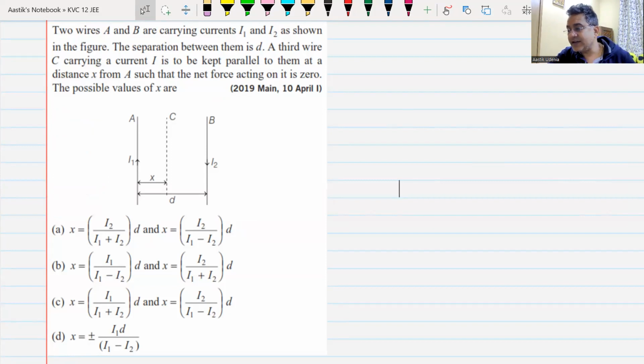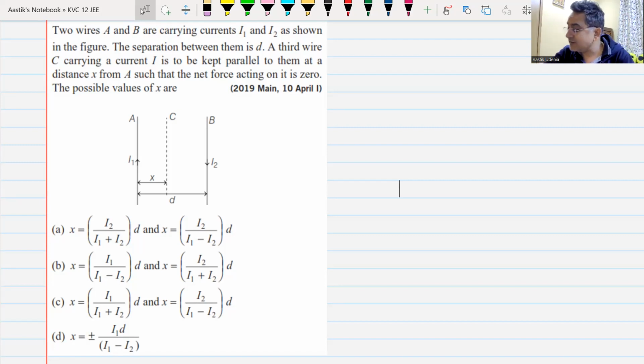Two wires A and B carrying current I1 and I2 as shown in the figure. The separation between them is D. Same question. The only thing is, the question that we were doing, we were looking at the top view. This is the side view. A third wire C carrying a current is to be kept parallel to them at a distance x from A, such that the net force acting on it is 0. What are the possible values of x?